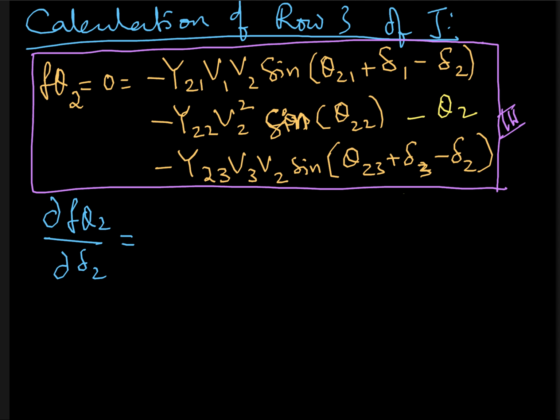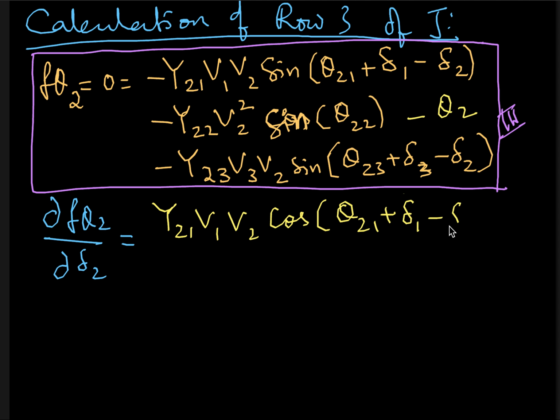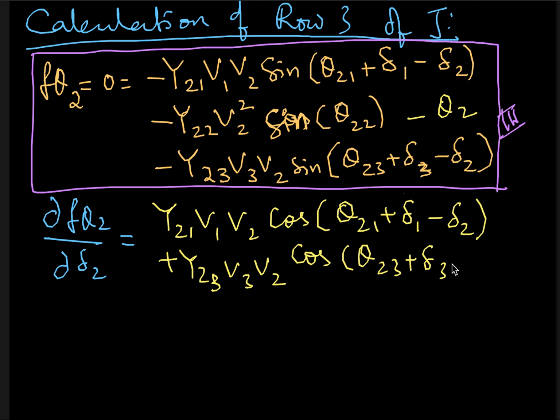Let me use a brighter color. y21 v1 v2 cos of theta 21 plus delta 1 minus delta 2. So this is the first term. Then here there is no delta 2, so the differentiation of this is 0. Differentiation of q2 is also 0. And the differentiation with respect to delta 2 will be plus y23 v3 v2 cos of theta 23 plus delta 3 minus delta 2. So this is the first element I have written down.